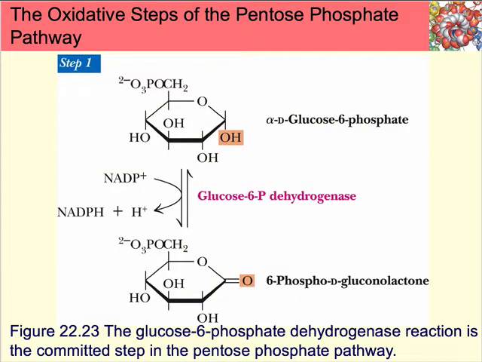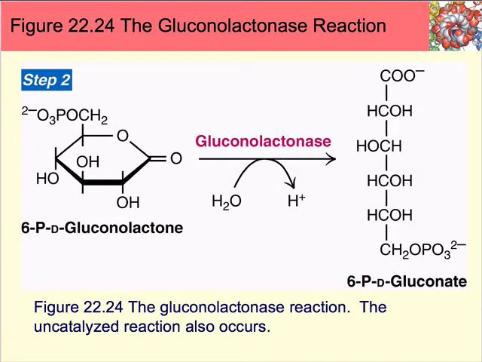Here's the glucose 6-phosphate dehydrogenase reaction, which turns alpha-D-glucose 6-phosphate into 6-phospho-D-gluconolactone. NADP+, of course, is the nicotinamide that's used for this, and NADPH electrons are the result. Here's the gluconolactonase reaction that turns the 6-phospho-D-gluconolactone into a 6-phospho-D-gluconate. This reaction also occurs in the absence of an enzyme.